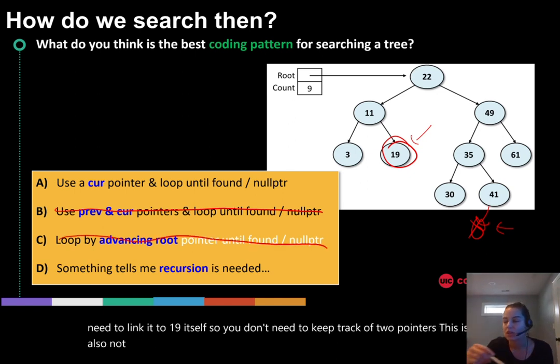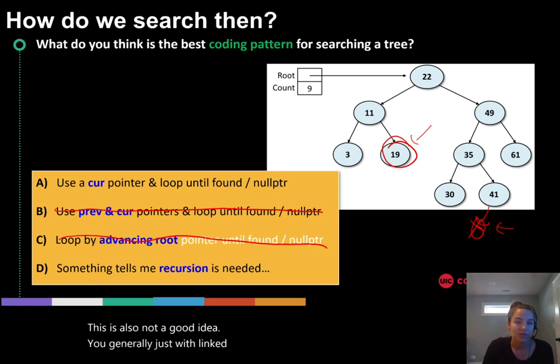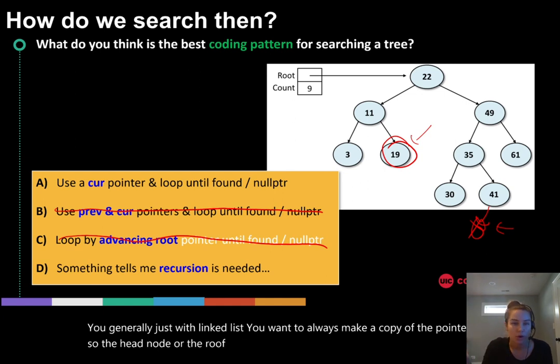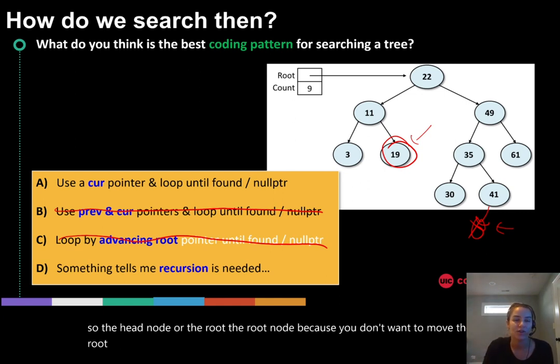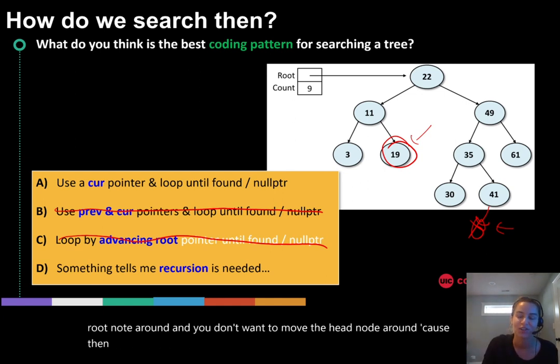This is also not a good idea. You generally, just with linked list, you want to always make a copy of the pointer, so the head node or the root node, because you don't want to move the root node around, and you don't want to move the head node around, because then you've lost the front of your linked structure.